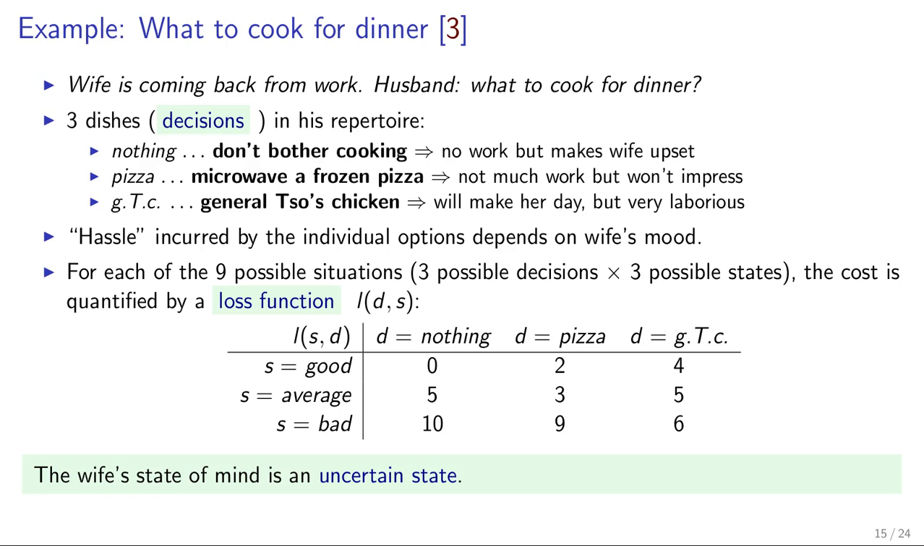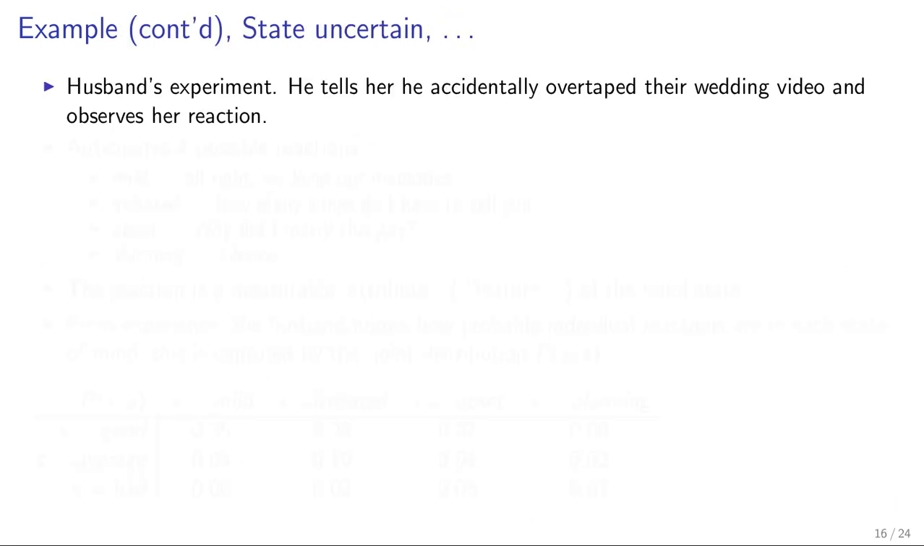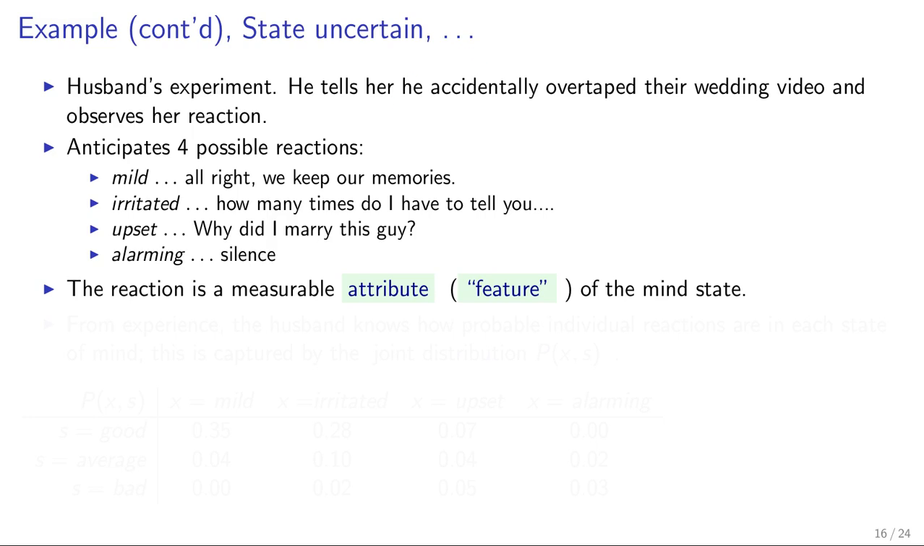Now the trouble is, because in this lecture we're introducing the perception that the states are not directly observable, the wife's state of mind is an uncertain state. The observable is that he does a kind of experiment before he comes home. He calls her and says, I accidentally overtaped our wedding video, and he observes the reaction. If she says, okay, we keep our memories, it's an indication she will probably be in a good mood. Instead, if there is alarming silence, then she's likely not in a good mood. So this is basically his measurement from that phone call.